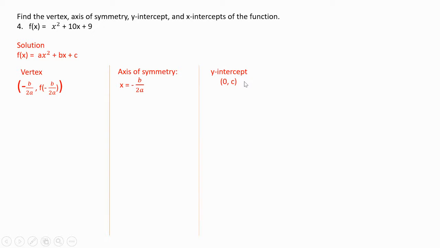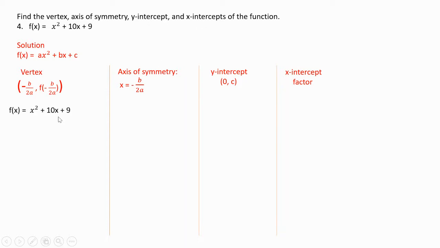Then the y-intercept is 0, c. So this will always be my y-intercept, which is 9. You see, that's visual. You guys should know that right off the bat. That's always your y-intercept. And for the x-intercepts, you have to know how to factor. So these are the plans for each one of these: to find the vertex, axis of symmetry, y-intercept, and x-intercepts.